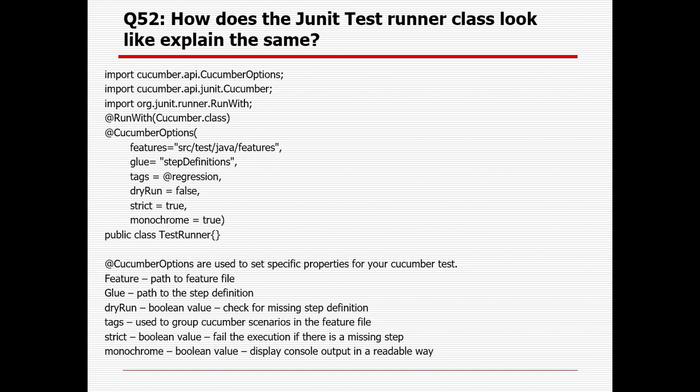And monochrome also will have the boolean value true or false. It will display the console output in a readable way. In case you are not using monochrome equal to true, your console output will not be in a readable format. So that is the reason you need to use monochrome equal to true, so that you can easily read the output of the console.